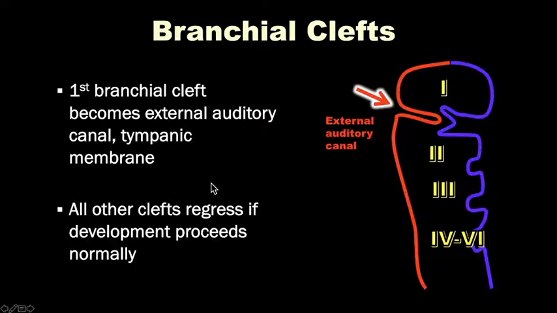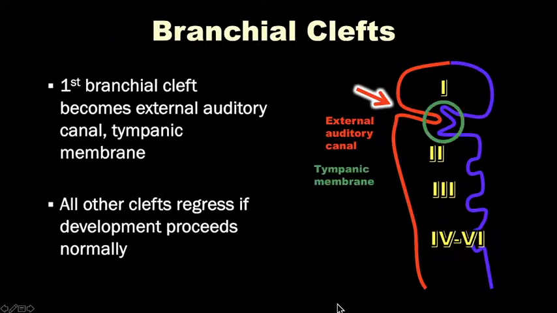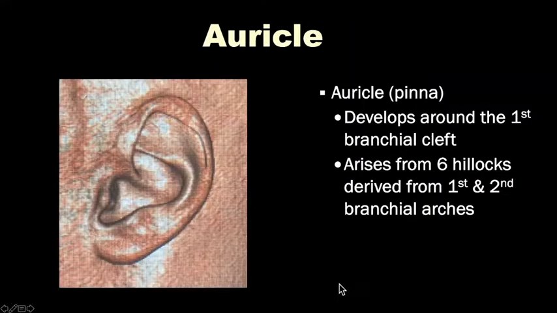The first cleft goes on to form the external auditory canal, and together with the pouch, the tympanic membrane. Except for the skin, all the other clefts will completely regress in a normal situation. The auricle develops around the first branchial cleft, but it's actually derived from mesoderm in the 1st and 2nd arch.